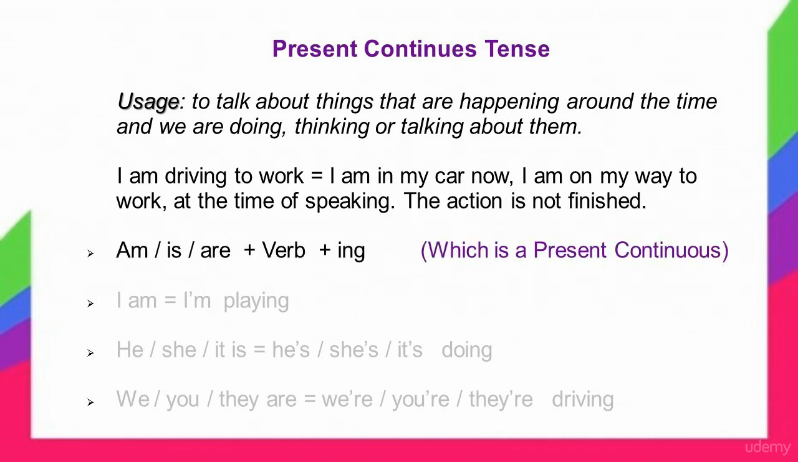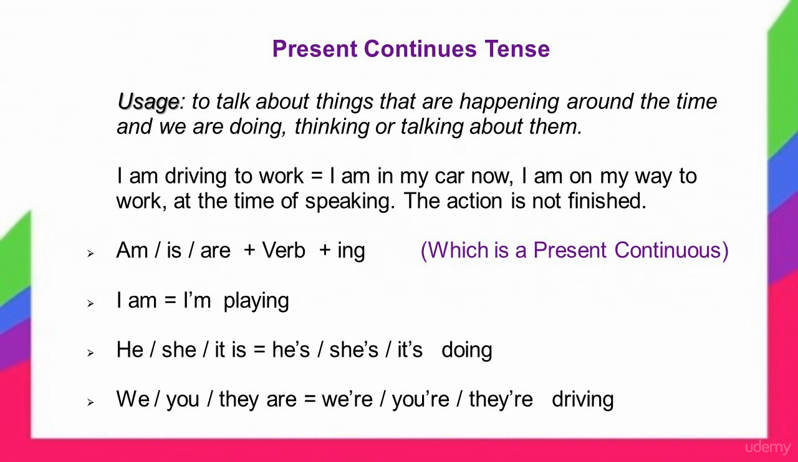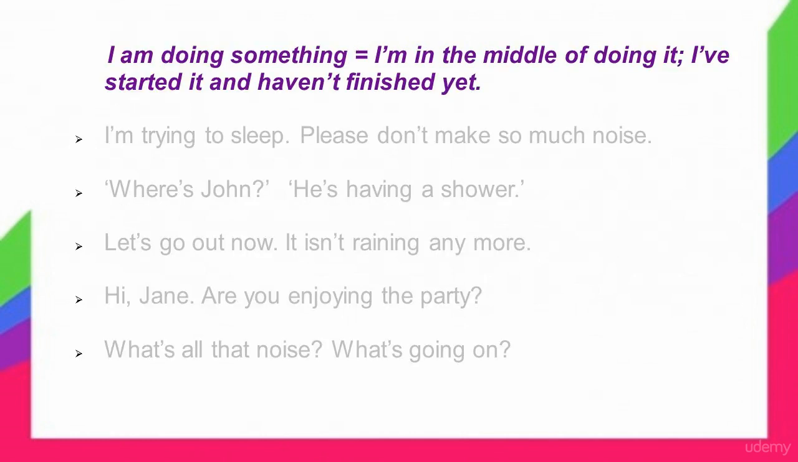Am, is, are plus the verb plus ing is the present continuous. I am, I'm playing. He, she, it is, he's, she's, it's doing. We, you, they are. We're, you're, they're driving. I am doing something. I'm in the middle of doing it. I've started it and haven't finished yet.